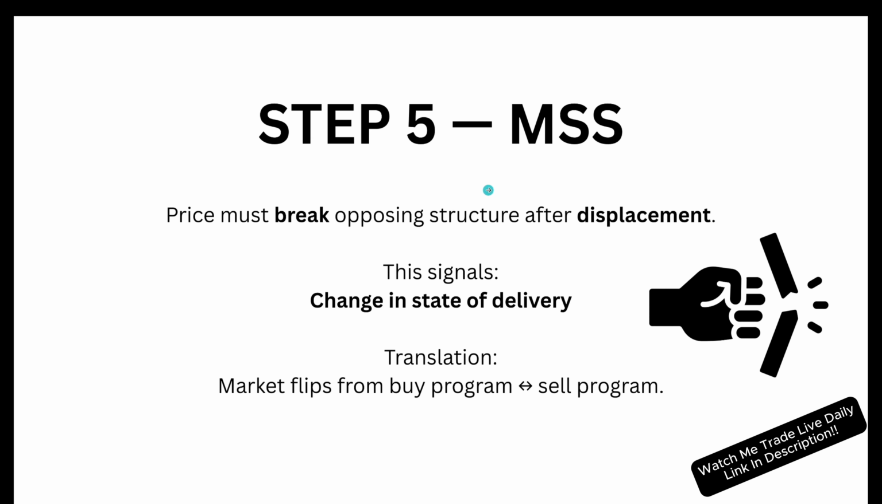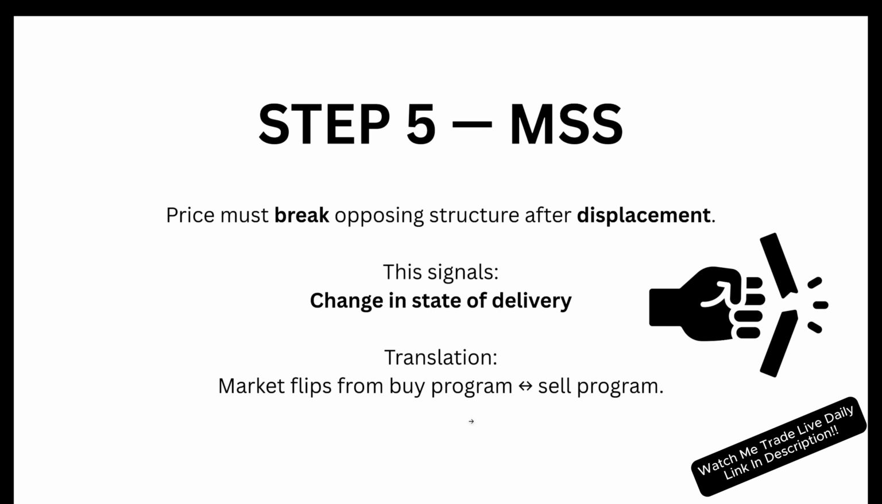Right, step 5, the market structure shift. So price must break an opposing structure after displacement. This time I'll give you guys a bullish example. As soon as we take sell side liquidity, you want to anticipate and you want to see a swing high broken to the upside with a displacement. So this signals that we have changed the state of delivery. So now instead of hunting sell side liquidity, the market is now actively seeking buy side liquidity. So the translation is market flips from buy program to sell program and vice versa, depending on which side of liquidity has been taken.